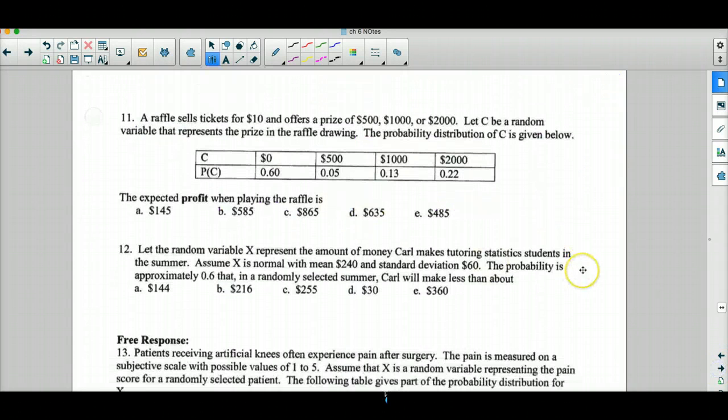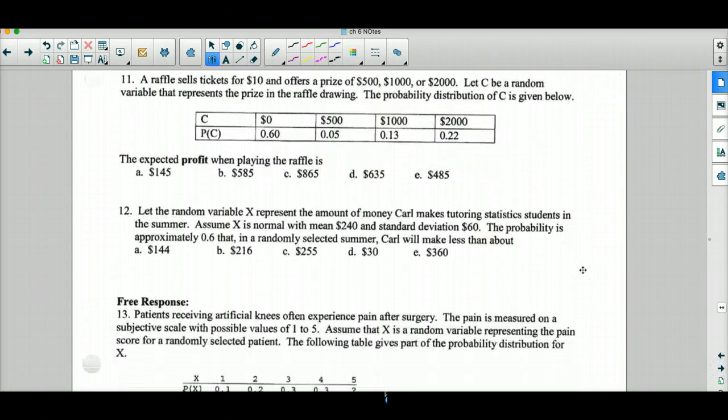Next question. A raffle sells tickets for $10 and offers the prizes of 0, 500, 1,000, and 2,000. Let C be a random variable that represents the prize of the raffle drawing. The probability distribution of C is given below. The expected profit when playing the raffle is profit. Notice how it's bold. Can you have a profit that is negative? Yeah, you can have a negative profit, right? That means you lost money.